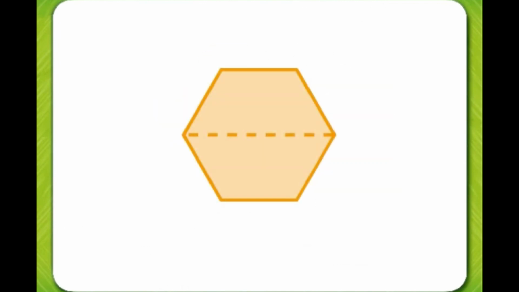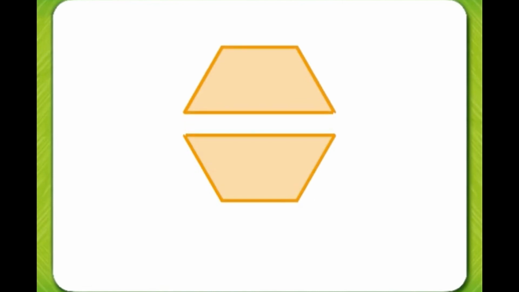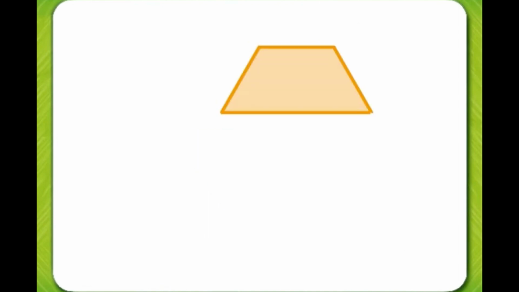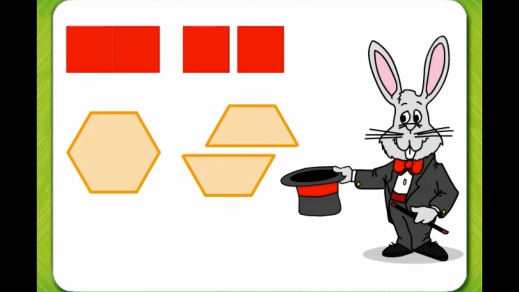Now let's try it. We can move the top half of the hexagon away from the bottom half of the hexagon. Look what happens. We made 2 trapezoids. Making new figures is fun.